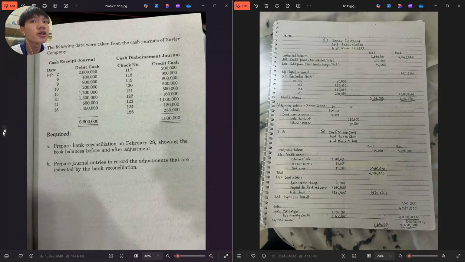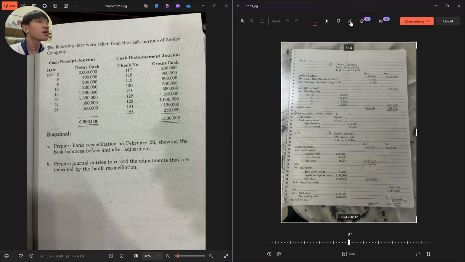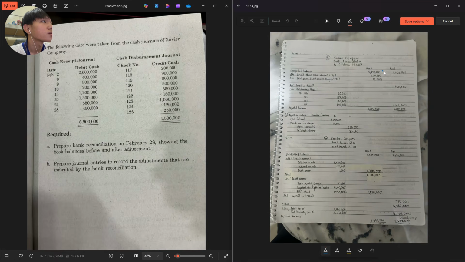the difference of the cash receipts and cash disbursement journals. So 6,900,000 minus 4,500,000 is 2,400,000, and then you add the 440,000 in order to get the unadjusted balance per book for February 28.